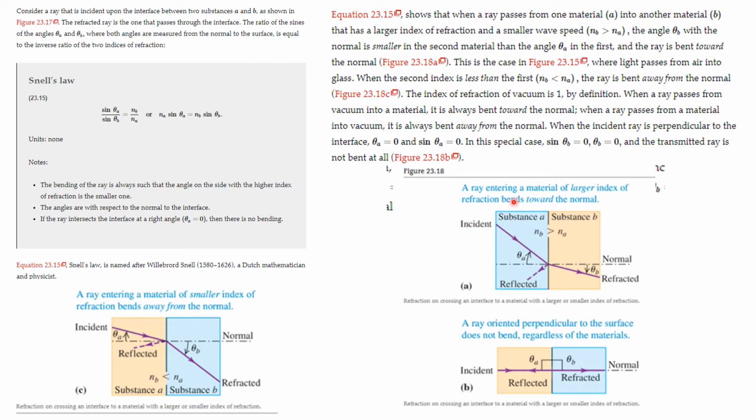If we enter a material of larger index of refraction, it bends towards the normal. So here the index of refraction of B is bigger than the index of refraction of A, and we hit this boundary, then it is refracted towards the normal. And here, regardless of the surfaces and regardless of the materials, if it's perpendicular, there's no refraction at all. Snell's law.